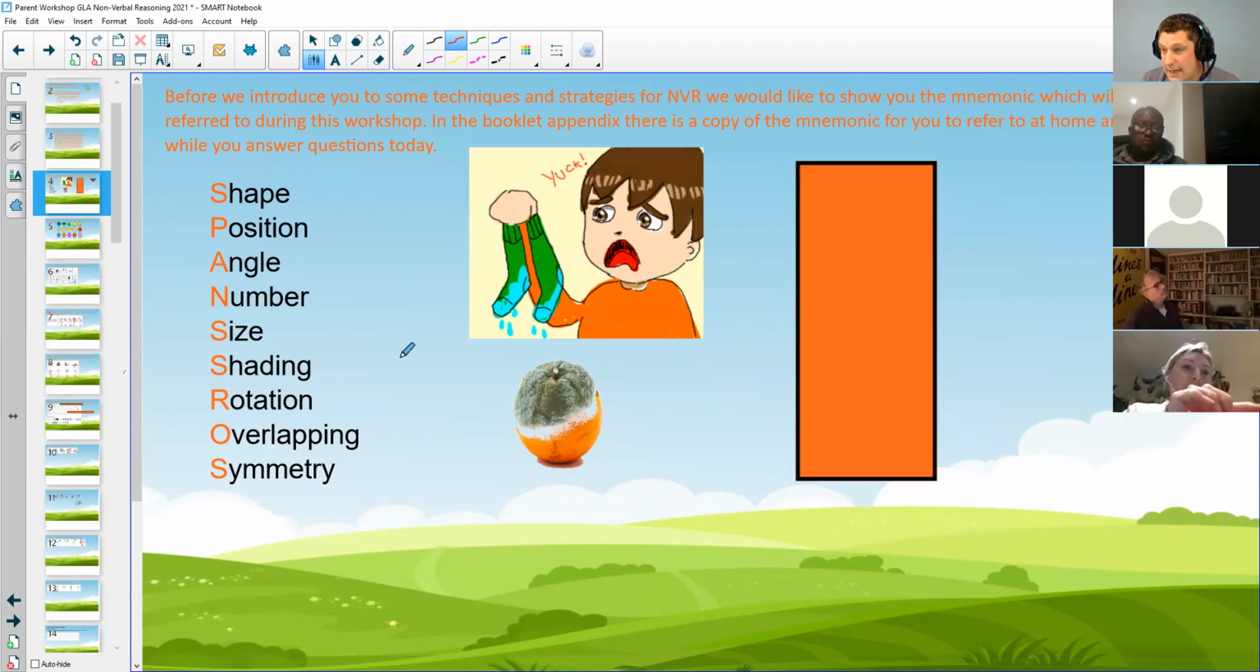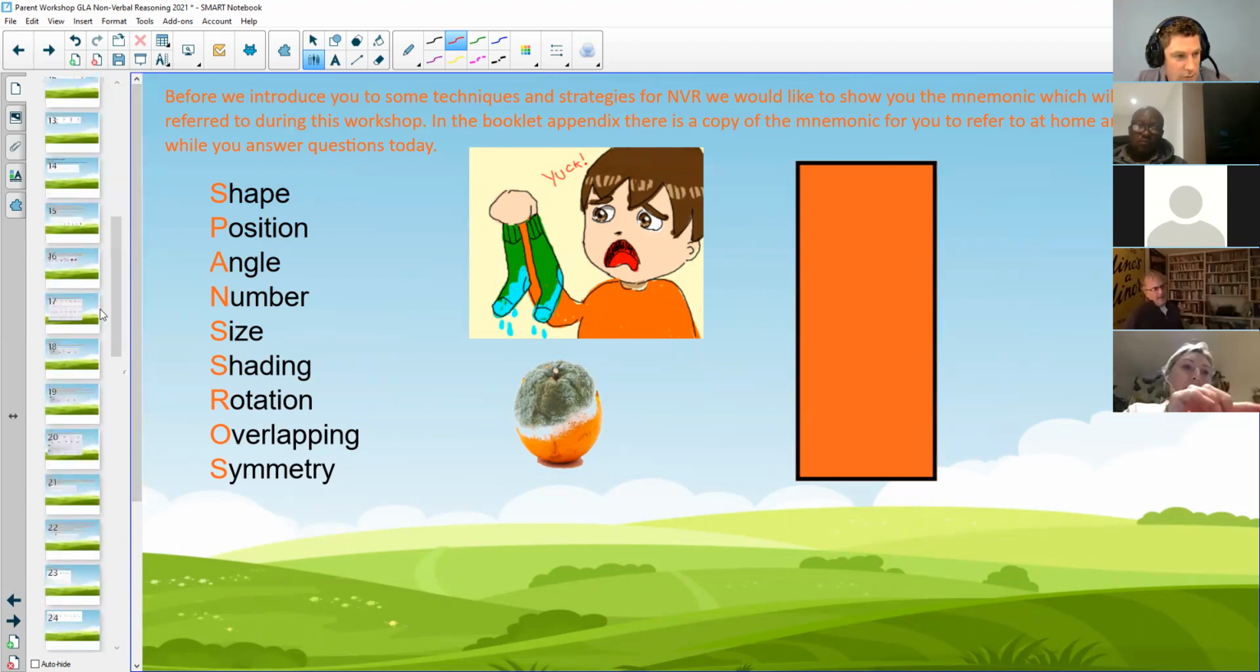Now, within GL assessment, there's a lot of question types that are 2D, things like odd ones out, matrices, sequences, but there are also spatial reasoning questions as well. So we've divided this workshop in half this afternoon, just so we can cover off all those different question types. If you're very keen to get involved now, we are going to be presenting some questions to you to have a go at, and you can type them in the chat.